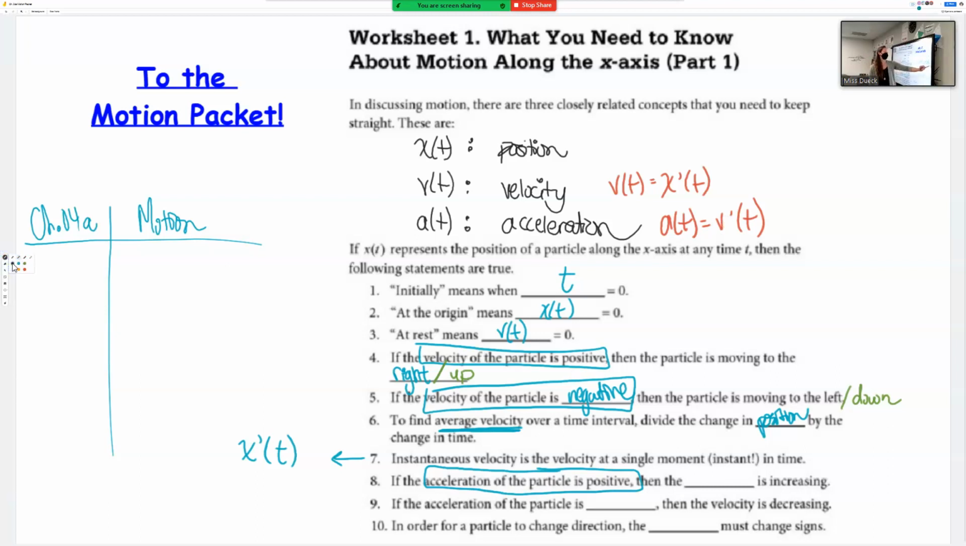Increasing, decreasing test, remember? That forever card. If a derivative is positive or negative, then the original, which the original of acceleration is velocity, is increasing or decreasing. Which is why for the next one I'm able to say, if the acceleration is what, will velocity be decreasing?